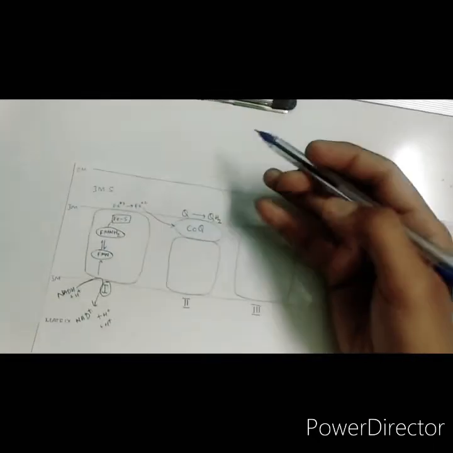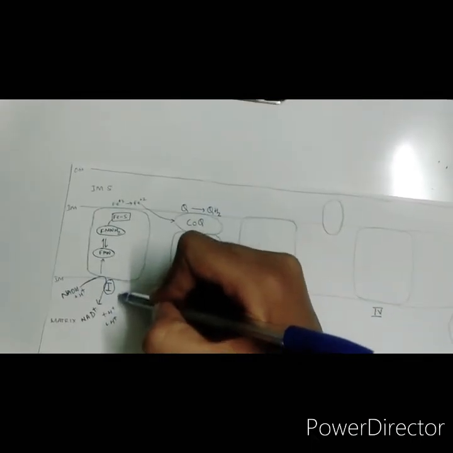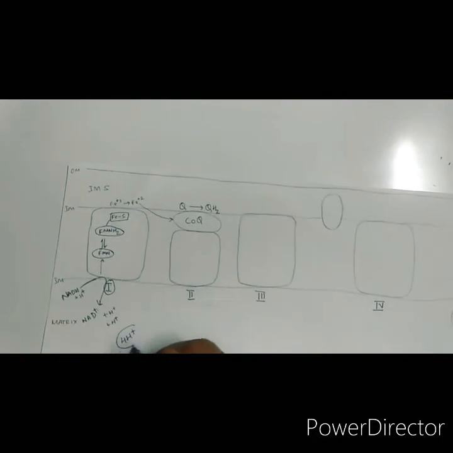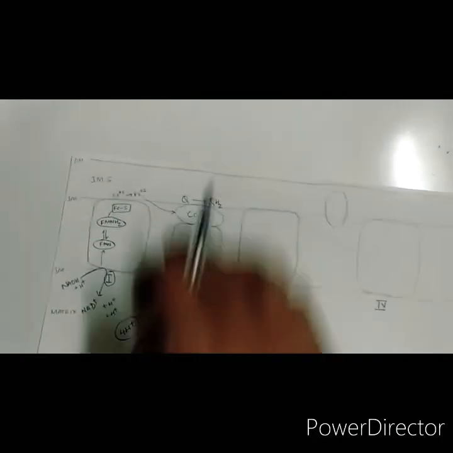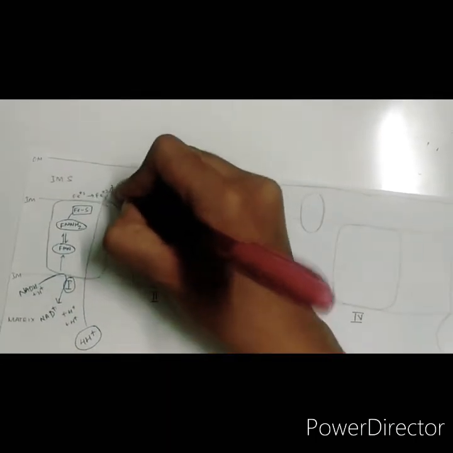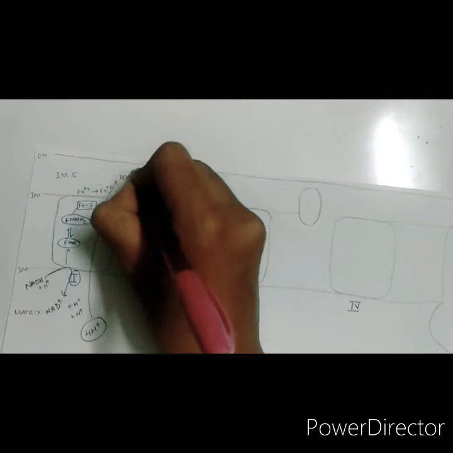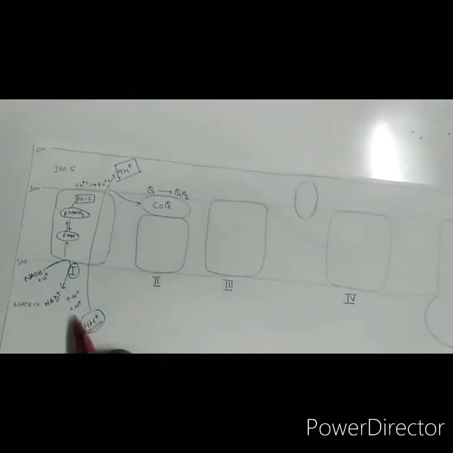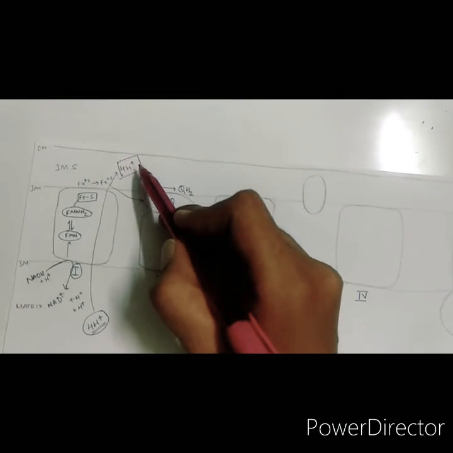So now here this complex 1 acts as a carrier and transfers 4 hydrogen ions from the matrix into the intermembrane space. Whatever energy is generated during this redox reaction is utilized for the transfer of 4 hydrogen ions from the matrix to the intermembrane space.